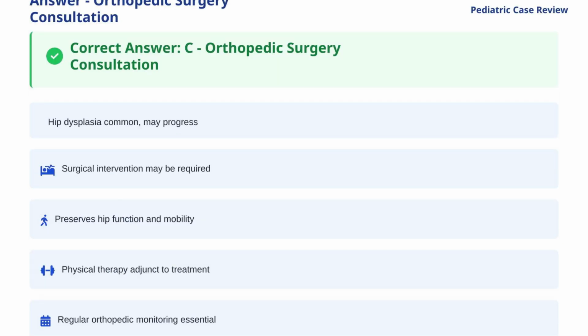Hip dysplasia is common in Seckel syndrome and may progress to subluxation or dislocation. Orthopedic surgery consultation is necessary to evaluate severity and determine appropriate intervention. Surgical procedures may include hip reconstruction or osteotomy to preserve hip function and prevent painful arthritis. Physical therapy complements surgical treatment. Regular orthopedic follow-up throughout childhood monitors for scoliosis, limb length discrepancy, and other skeletal complications.